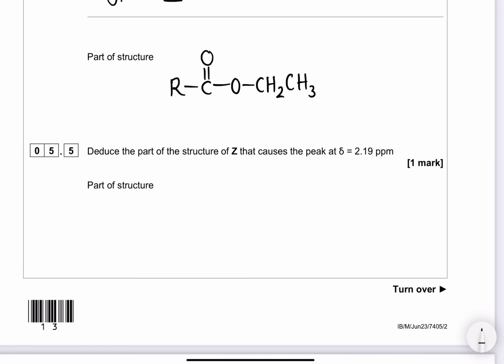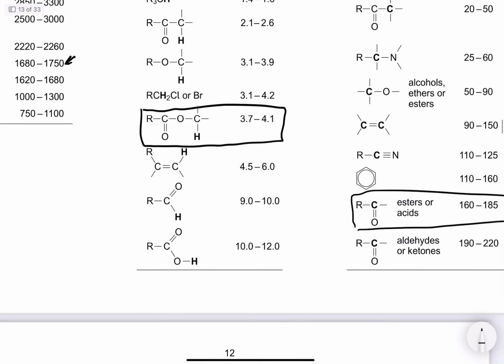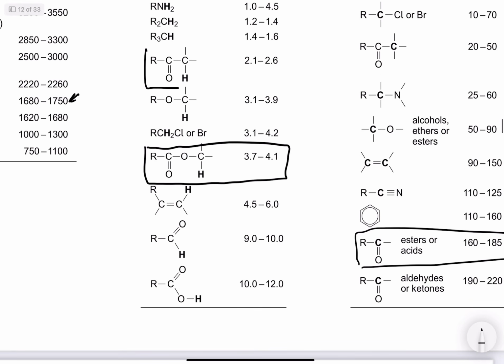Deduce the part of the structure of Z that's caused by the peak at 2.19. So again, I've got to scroll all the way back to my data sheet. 2.19 is RC double bond O CH.